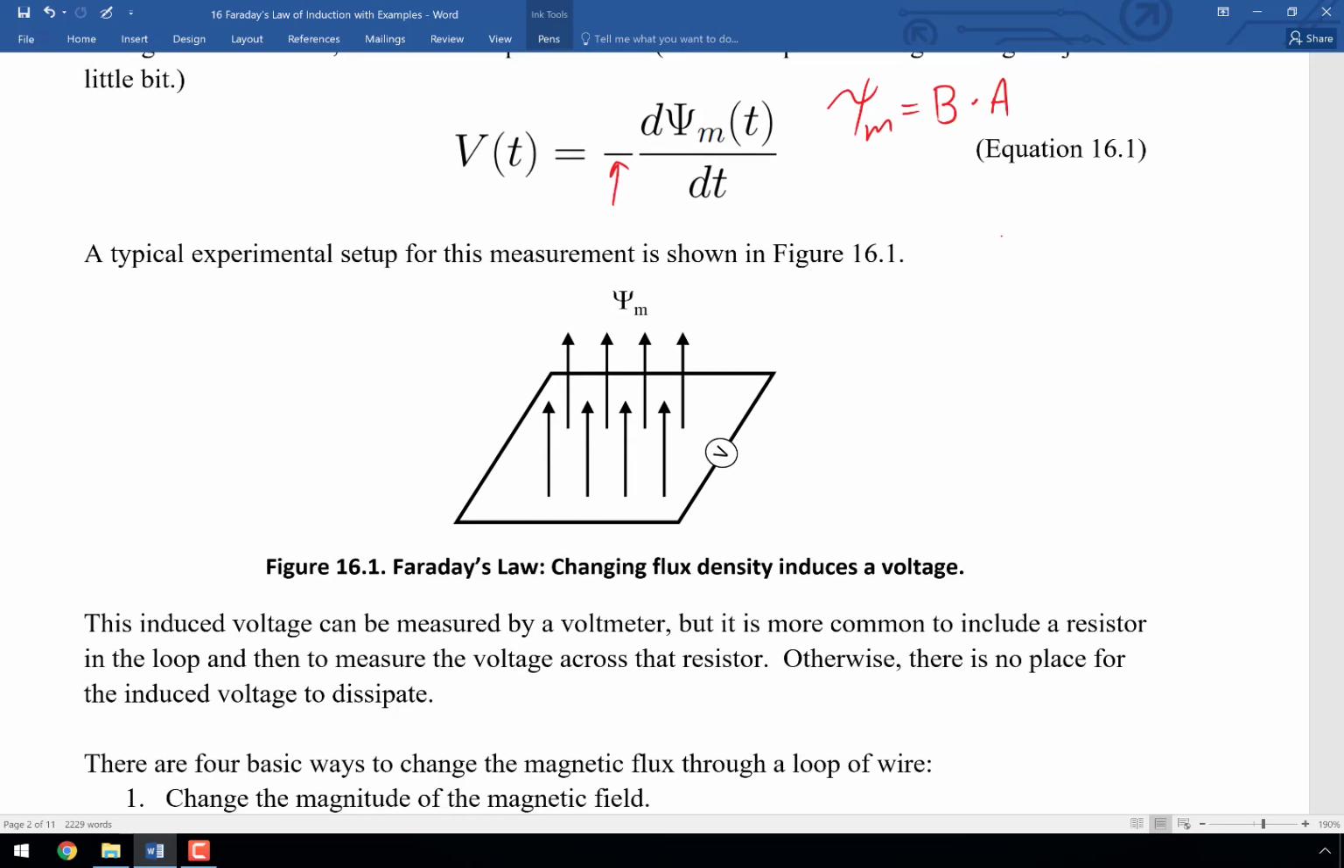Figure 16.1 shows exactly what sort of experiment we're talking about. In what circumstances would this be? It's essentially if there's a closed loop, and although I've shown a voltmeter here, you can assume that there is a closed loop going there. And if the flux is changing through that loop, so if psi sub m is increasing or decreasing, really for any reason, then we're going to find that there will be a voltage induced around the loop.